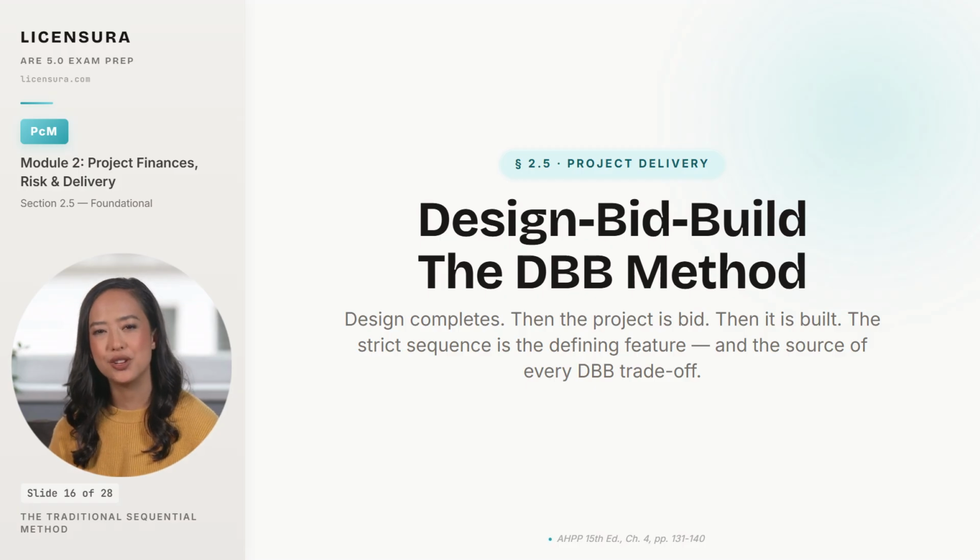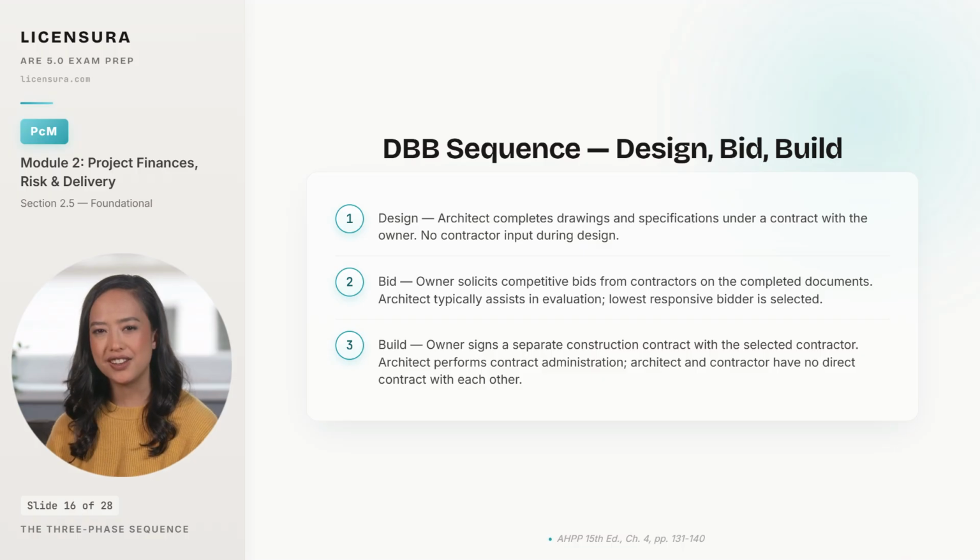Let me walk you through the three phases and the contract structure that makes the method behave the way it does. Three phases, in strict order. Phase 1 is design. The architect completes drawings and specifications under a contract with the owner, with no contractor input during that process. Phase 2 is bid.